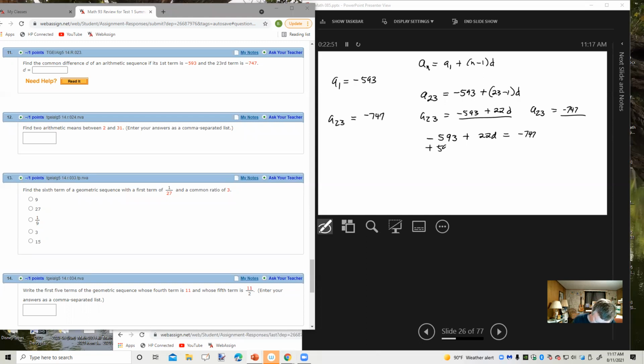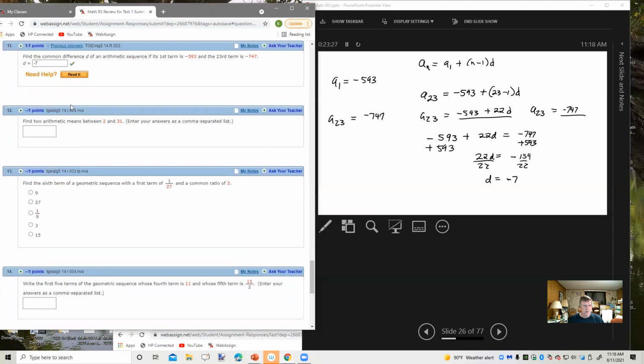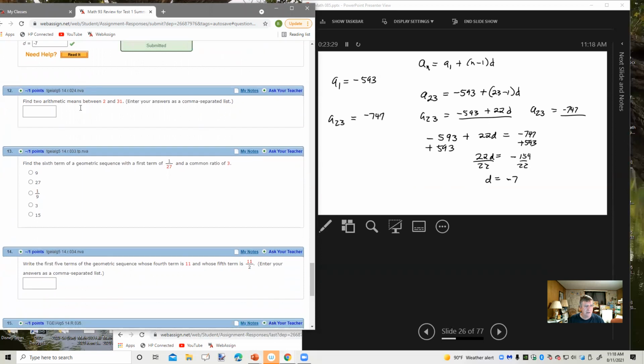We're going to add 593 to both sides of the equation. So we've got negative 747 plus 593, and that becomes negative 154. Then we'll divide both sides by 22, and we get negative 7. So let's see if that's true. Negative 7. And there you go. All right, let's take a look at the next problem.